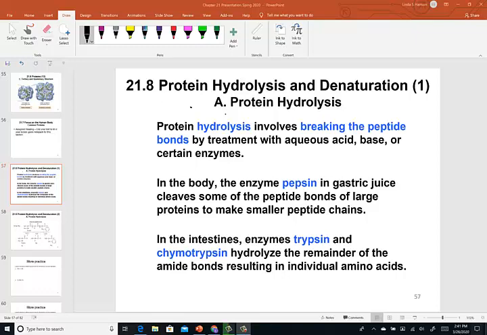Hello everyone, welcome to your third lesson in chapter 21, amino acids, proteins, polypeptides. We're beginning with section 21.8, protein hydrolysis and denaturation.